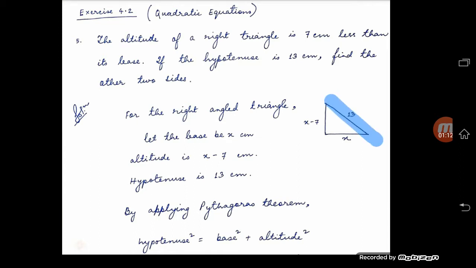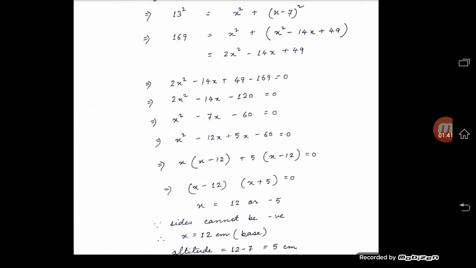Now we know if a triangle is a right angle triangle, then we can apply the Pythagoras theorem. What does the Pythagoras theorem say? The Pythagoras theorem says that the hypotenuse square is equal to base square plus the height, that means altitude, squared. So we apply this Pythagoras theorem to this triangle. So hypotenuse is 13, base is x, altitude is x minus 7. Apply and put in the formula. So 13 square will be equal to x square plus (x minus 7) whole square.